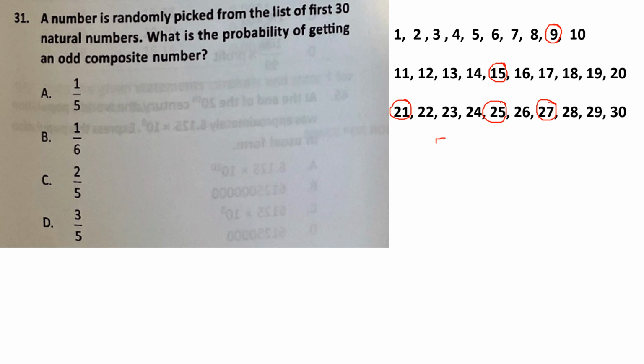So the probability will be, as there are 30 numbers, 5 by 30. If you reduce it, you will get 1 by 6. So the correct option is option B.